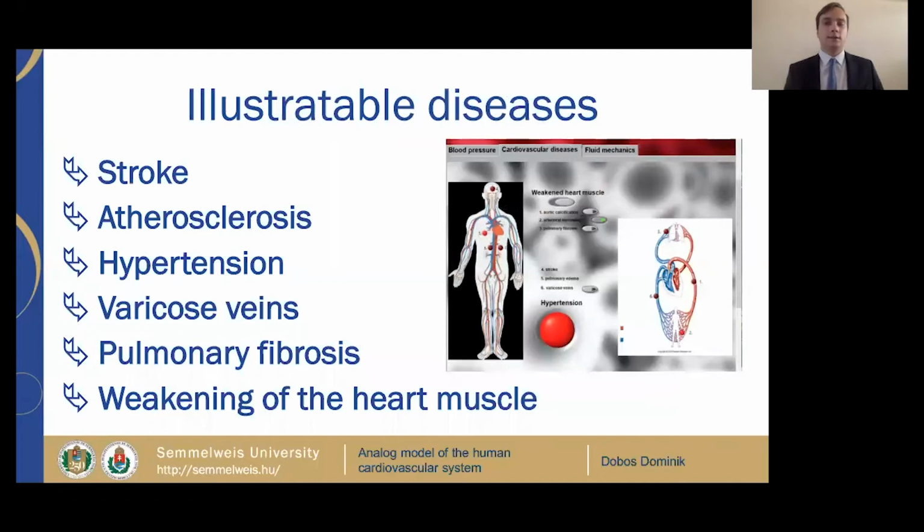On the slide are the diseases that can be simulated using the model and the software. What is special is that their effect on our cardiovascular parameters can be observed individually or even together. Stroke, atherosclerosis, hypertension, varicose veins, pulmonary fibrosis, or we can weaken the heart muscle. And we have an opportunity to build other diseases into the software, and we can measure the changes, and we can calculate risk and so on.